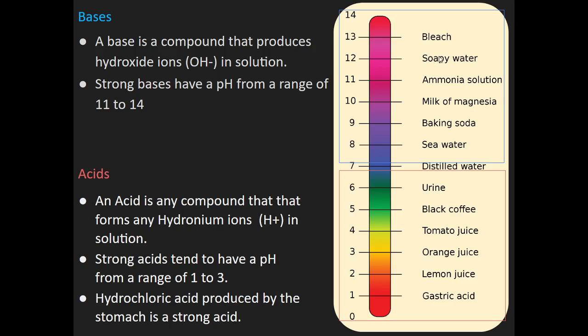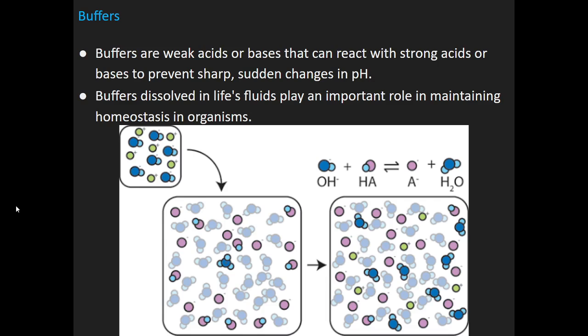The strong bases from 11 to 14 are pretty powerful bases. They are very good at dissolving. They're very good at doing other chemical reactions. Acids are the same way. They have an H plus ion inside of them called hydronium, and the more hydronium they have, the stronger they are. The strong acids go all the way down from 3 to 1, and that includes things like your orange and lemon juices or your stomach acid. Hydrochloric acid in your stomach is very strong.